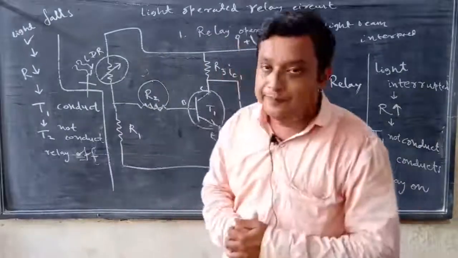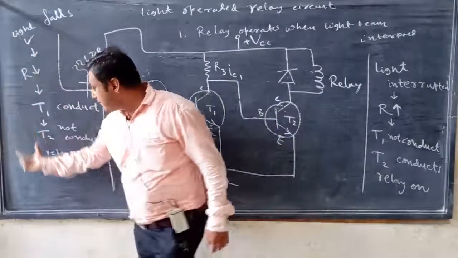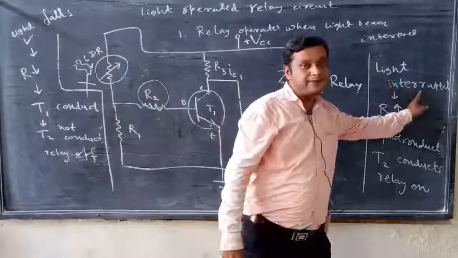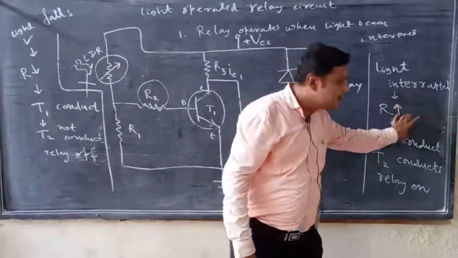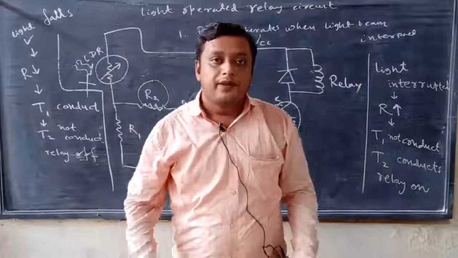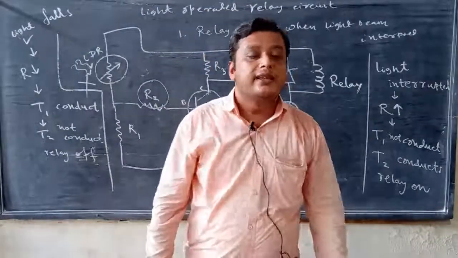So in short, whenever light falls onto the LDR, the relay circuit is found to be in an off state, and whenever light is interrupted, then this relay circuit is found to be in an on state. So this is the most important application of the LDR.